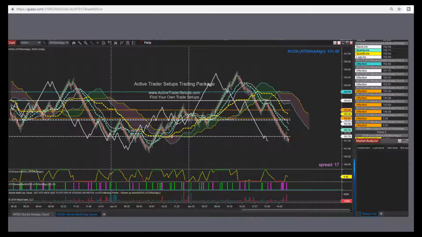Here's another one of the setups, breaking through the cloud, pulling back, holding the level. Got the twist over here, already occurred. Here's your blue dotted line above the yellow, and it breaks out and runs.